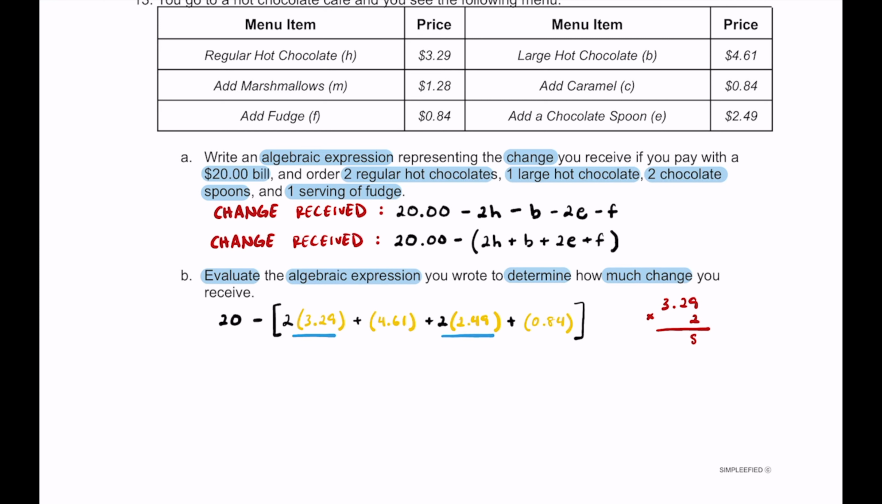So 9 times 2 is 18, carry the 1. 2 times 2 is 4, plus 1 is 5. 3 times 2 is 6. So it's going to be $6.58.